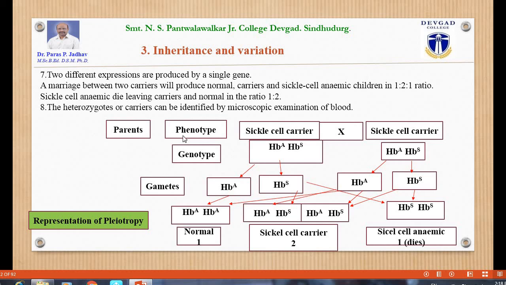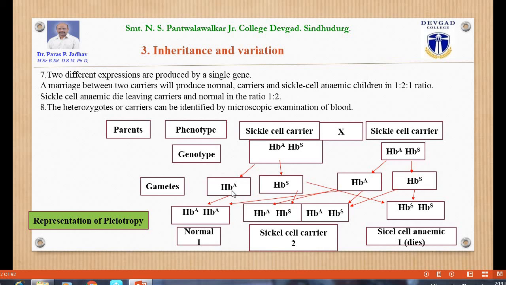See here, example parent phenotypes are sickle cell carrier and sickle cell carrier. Both male and female are sickle cell carriers. Okay. Here, genotypes are HbA, HbS, HbA, HbS. This S is responsible for sickle cell anemia. Then gametes: this produces two types of gametes, HbA, HbS. This also produces two types of gametes, HbA, HbS.